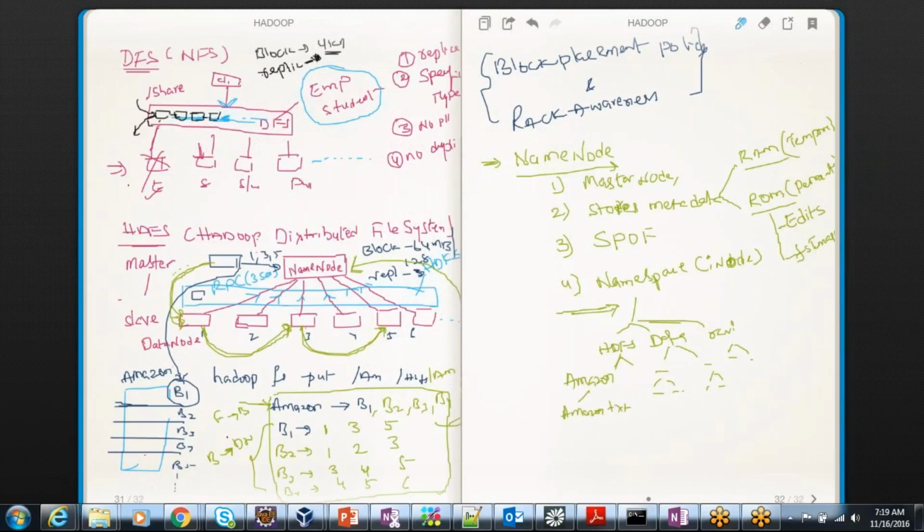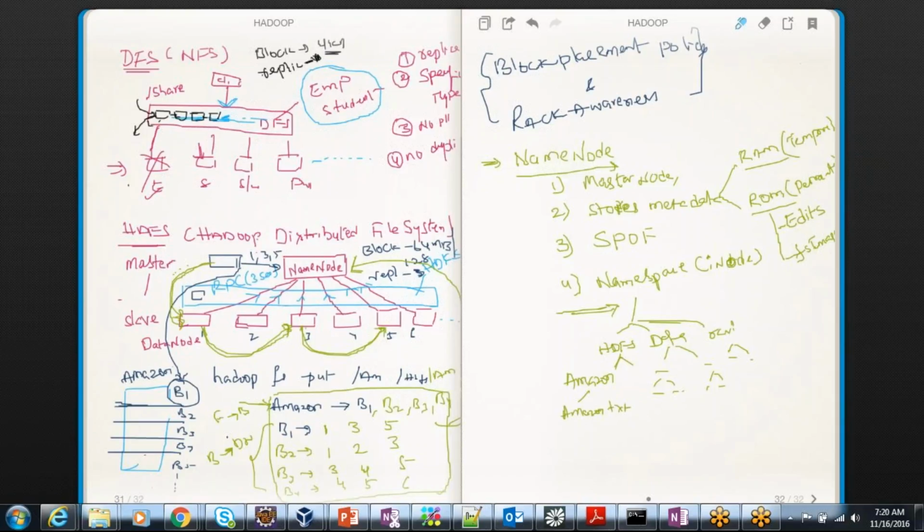It is persisted in the form of two files: one is the edits and the other one is the fs image. What does edits contain, what does fs image contain? I'll tell you at a high level now. We'll see it in very much detail in the next class.